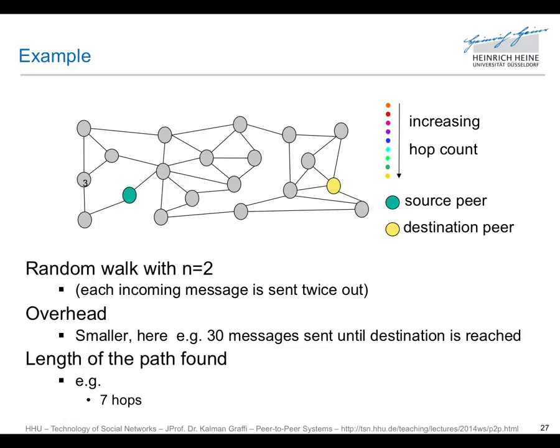Let's say we have a random walk with n equals 2. So every node sends out its message to 2 other nodes, although they have more neighbors. And if the animation is correct, then every node sends really only 2 messages out. It goes along and also finds the one single node which has the data.